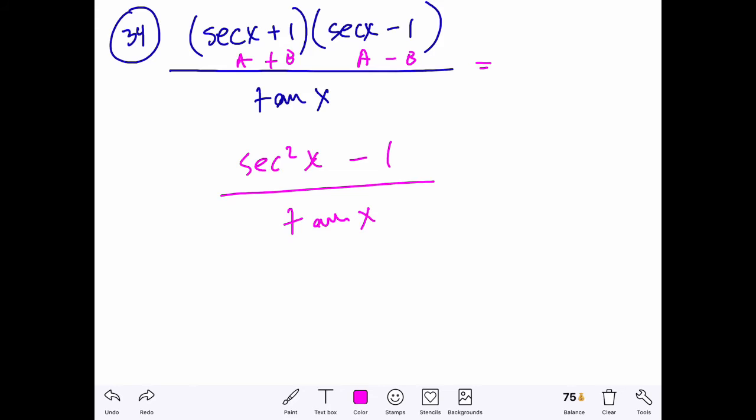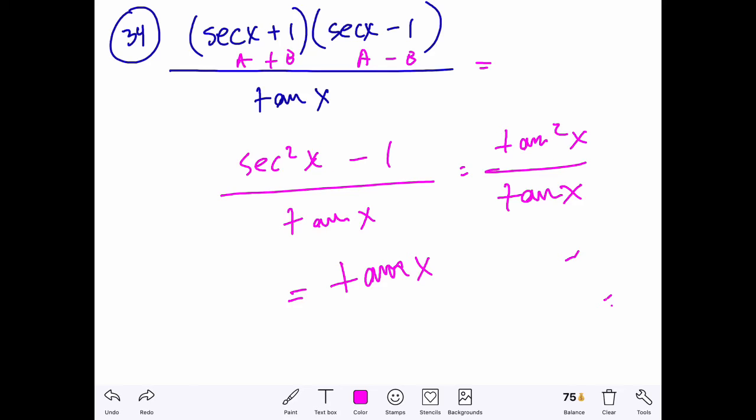And then if I refer back again to my trig identities table on page 514, I'll say, oh, secant squared x minus 1 is tangent squared x, if I take that 1 to the other side, right? So that's the same as tangent squared x over tan x. And then if I've got tangent squared over tangent, one of those tangents cancels, and I'm left with just tangent of x upstairs, tangent of x, okay?